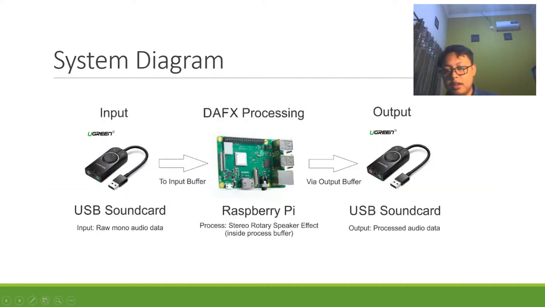Next, so here is the system diagram. The input is raw mono audio being fed through the USB sound card, and then it goes to Raspberry Pi via input buffer, which is then processed in the process buffer by Raspberry Pi, and then the processed audio is going back to the sound card via the output buffer.